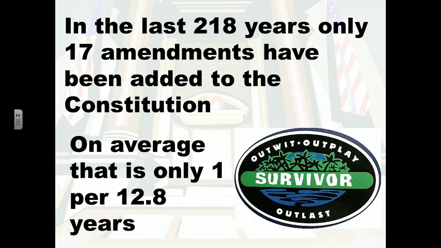Now, this is even more incredible when you think about in the last roughly 220 years or so, only 17 amendments have been added to the Constitution. So when you take out those first 10 amendments that were added almost immediately after the Constitution was ratified, you're talking about an average of only about one amendment added roughly about every 13 years or so. So it's a very difficult process.